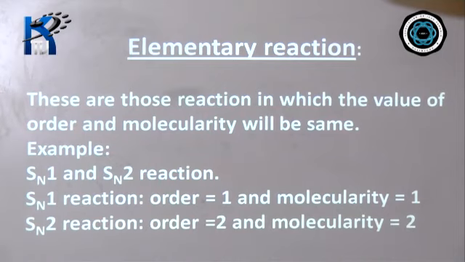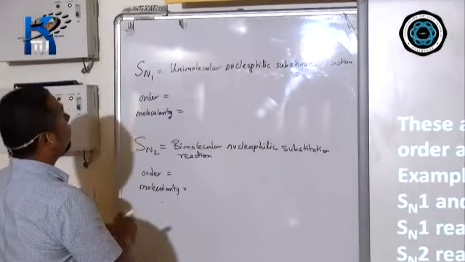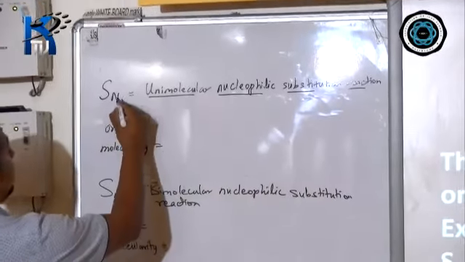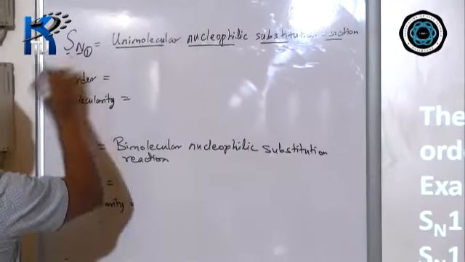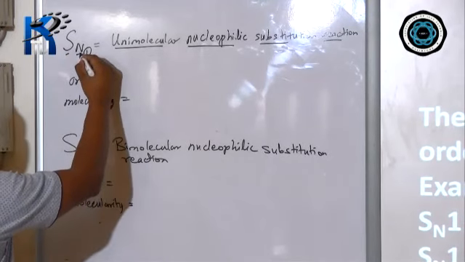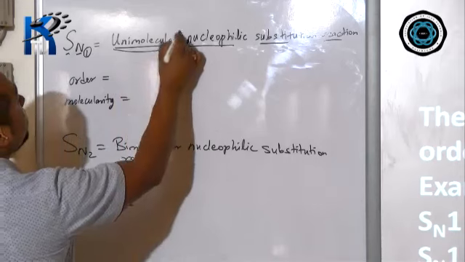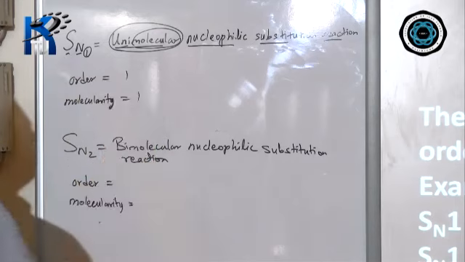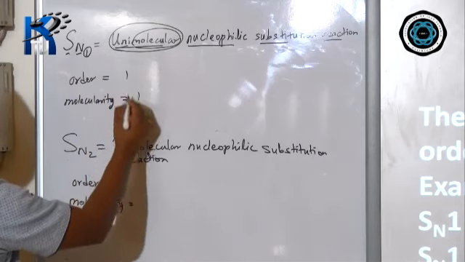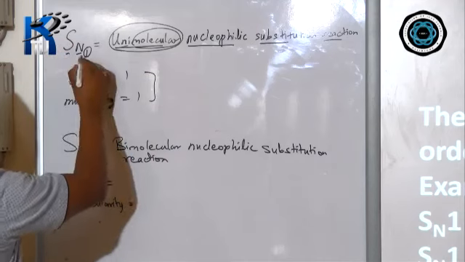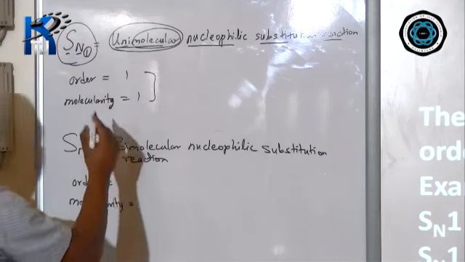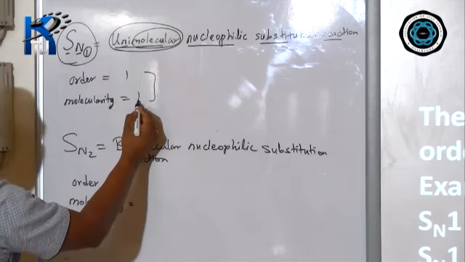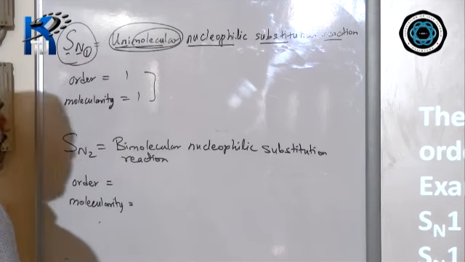Okay? Now you can see here, the full form of SN1 is unimolecular nucleophilic substitution reaction. And the word unimolecular means molecularity is 1. And for such a reaction, order is also 1. And since the value of order and molecularity is the same for the SN1 reaction, therefore it is an elementary reaction, because elementary reactions are those reactions in which order and molecularity values will be the same.